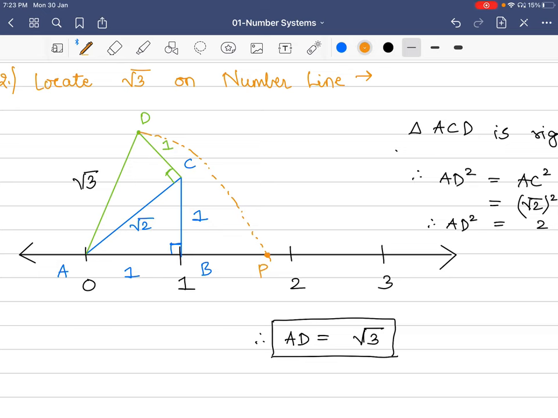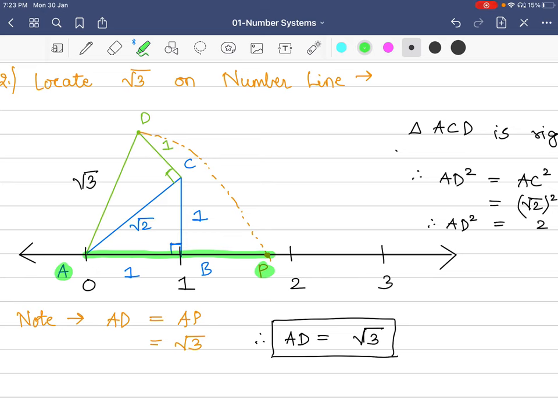Okay, now note that AD is equal to AP. That is very important. AD is equal to AP, but what is AD? It is equal to root 3. Thus we get AP. So I'm going to use the highlighter. We get this length AP of length root 3, and thus P becomes our point root 3. Let's use a different highlighter. So AP is of length square root of 3.